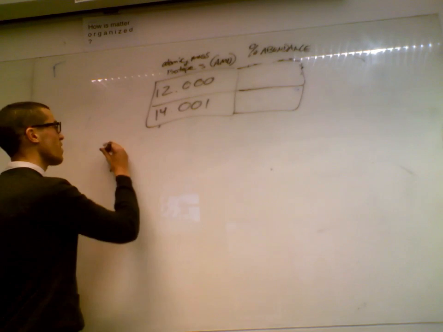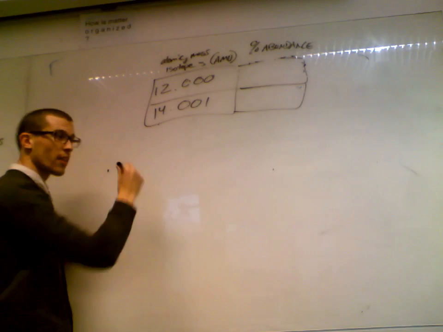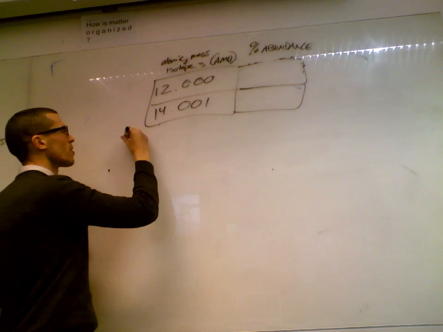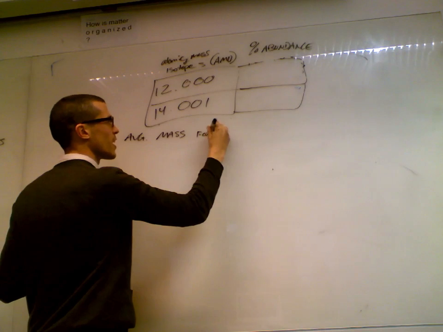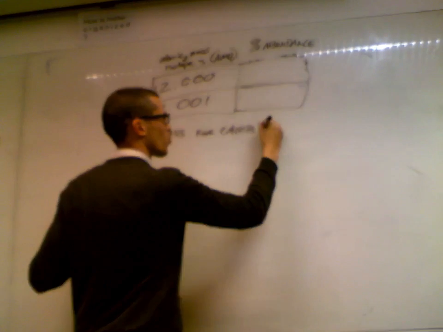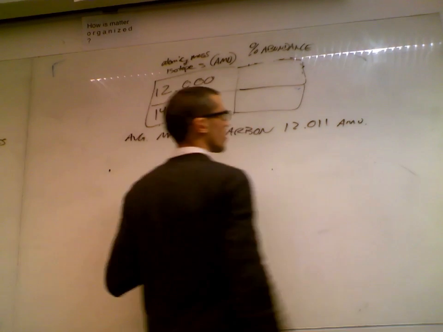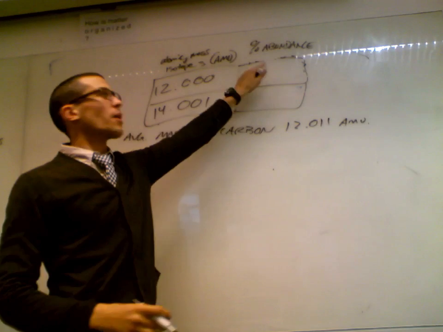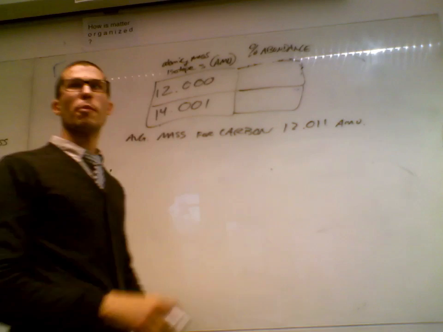Reverse. We did that. Now, let's just say that the average atomic mass for carbon is 12.011 AMUs. The question now is, what are the percent abundances for these two isotopes? This is super duper tough. How would we do this?